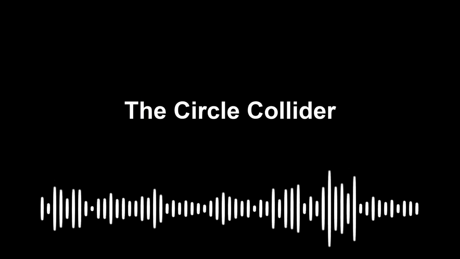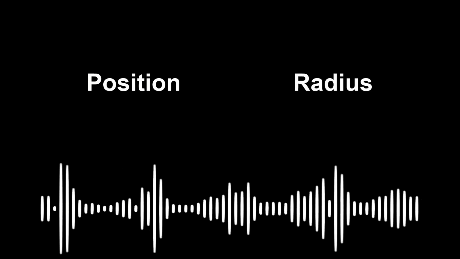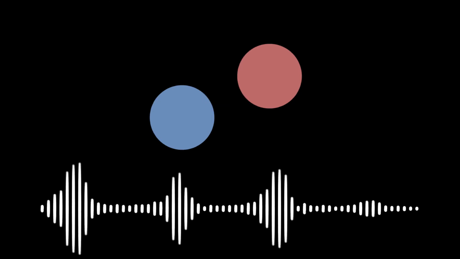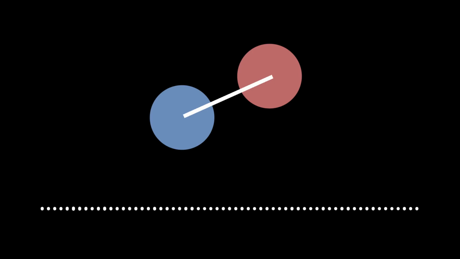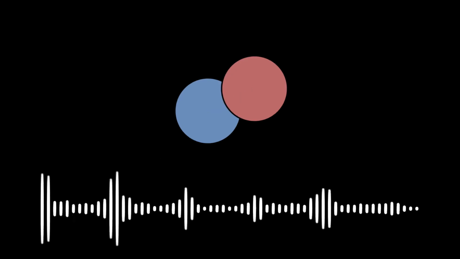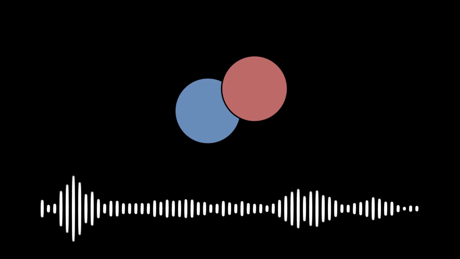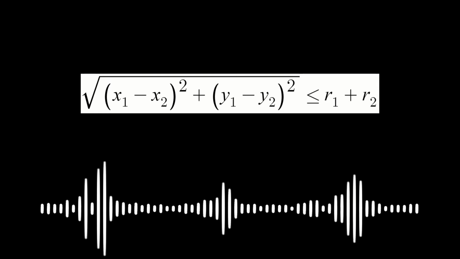The circle collider is one of the fastest collision detectors. You only need two variables from each circle, the position and the radius. Now these two circles are not colliding, but these two are. What's the difference? If you were to compare the sum of the two radiuses of the circles with the distance between them, you will notice the collision occurs when the distance is smaller than the sum of the two radiuses. We can put this into an equation, where we find the distance using Pythagoras and compare that to the sum of the radius, and that's it.